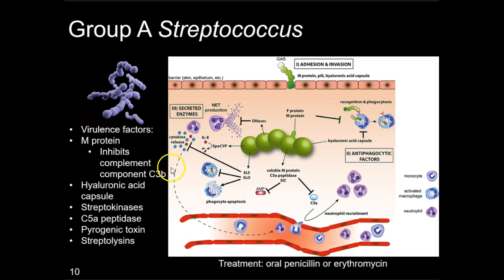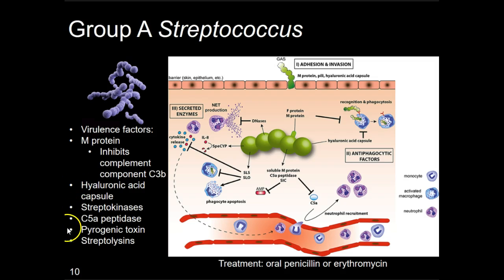If you remember from our innate immune response lectures, this complement, the C3b, typically would initiate a cascade that would lead to inflammation and recruitment of new immune cells to the site of the infection and killing of the bacteria. But because this complement component is inhibited, this bacteria is able to evade the inflammatory response.